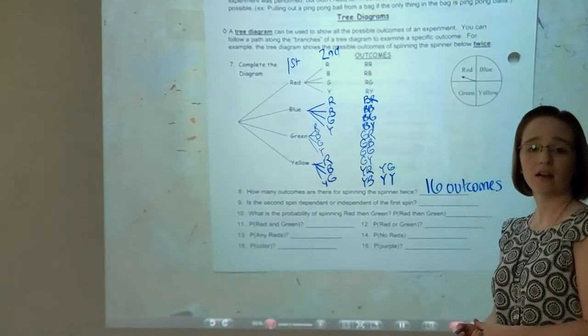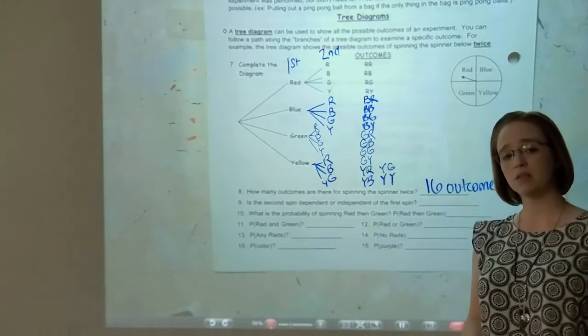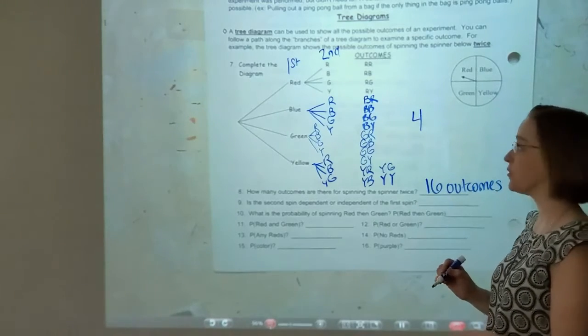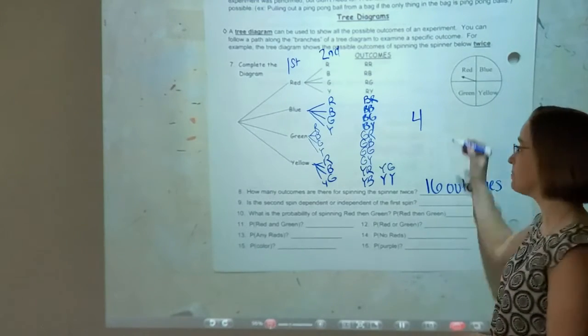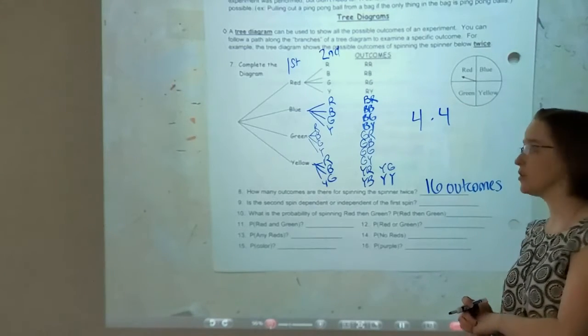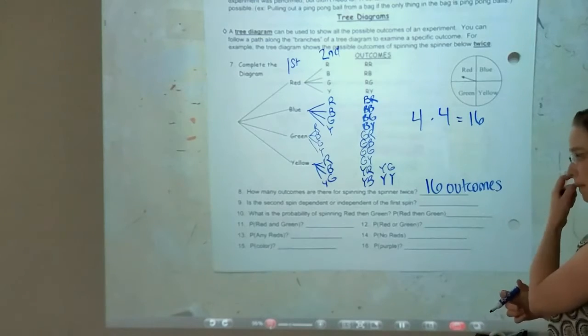Another way to figure that would be to ask how many outcomes were there for the first spin and how many possible outcomes were there for the second spin. So I could have had 4 outcomes on the first spin, red, blue, yellow, or green, and there are 4 possible outcomes on the second spin, red, blue, yellow, or green, making a total of 16 possible outcomes.